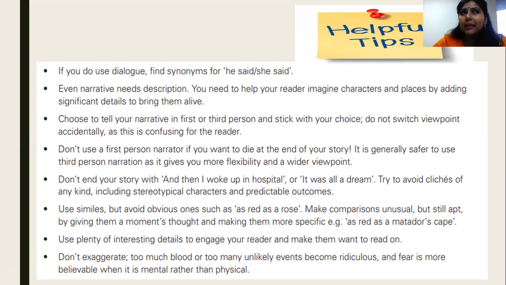That means too much blood, something which is too gory, or something which is too fake, will end up giving a ridiculous storyline. So do not give something which is too extreme until we can't make any relation. That means your storyline should be very convincing.